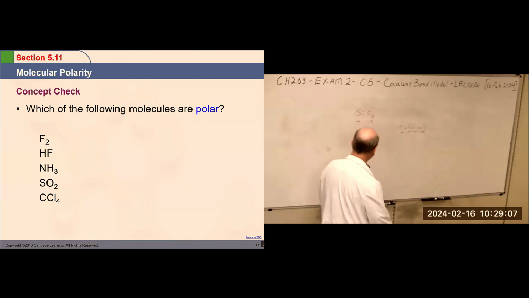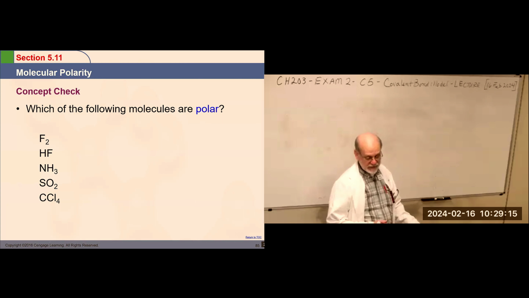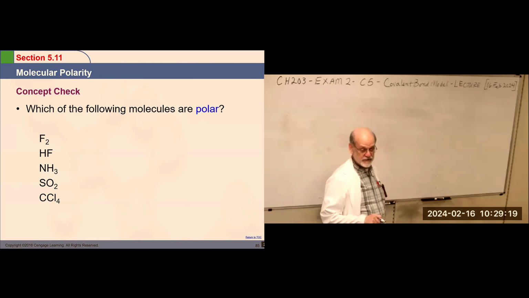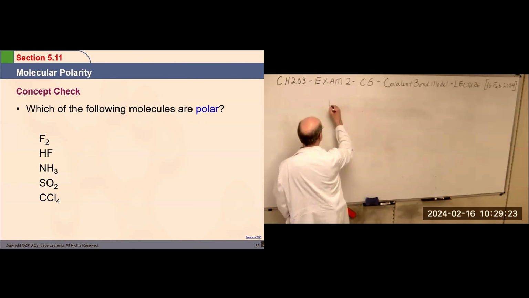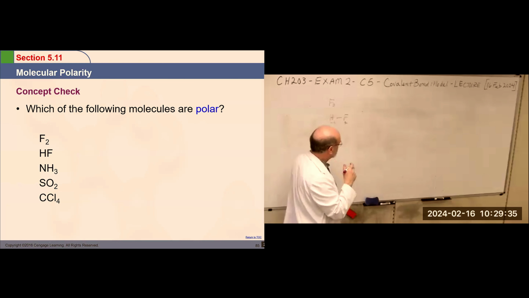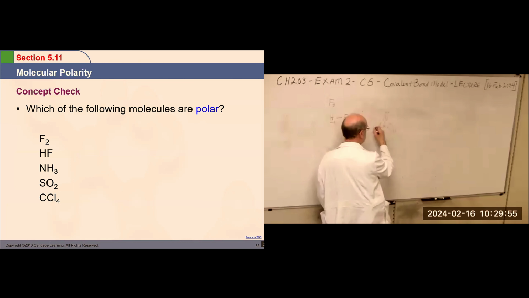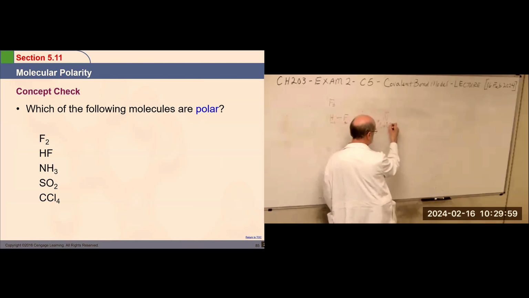All right. Which of the following molecules are polar? Well, difluorine can't be. There's no way because they're equal in electronegativity. So we can cross this one out as completely nonpolar. HF is strongly polar toward the fluorine. Ammonia is like this. We drew it before. The bonds are between the nitrogen and each hydrogen, so the bonds are going to be polar in this direction. And overall, the molecule is going to be polar in that direction.